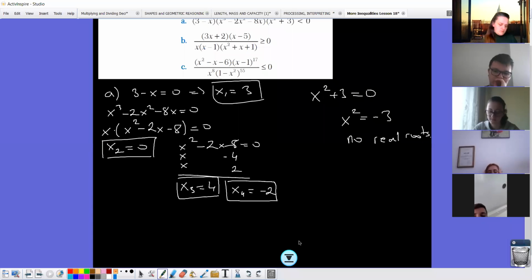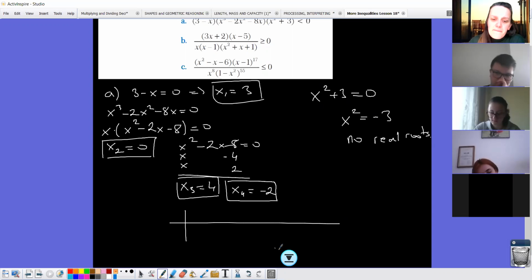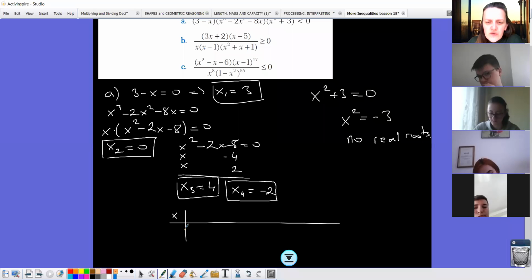Now I'm drawing the sign chart. And then let's see the roots. Which one is the smallest one? Minus 2, 0, 3, 4. Minus 2, 0, 3, and 4 we have.